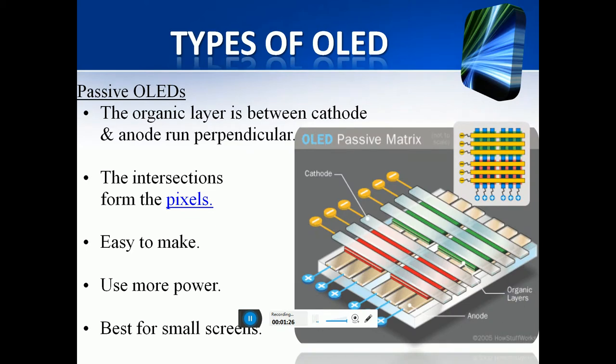The first type is passive OLEDs. In this, the organic layer is between the cathode and anode, and this makes the pixels easy to make, but they use more power. It is for small screens.